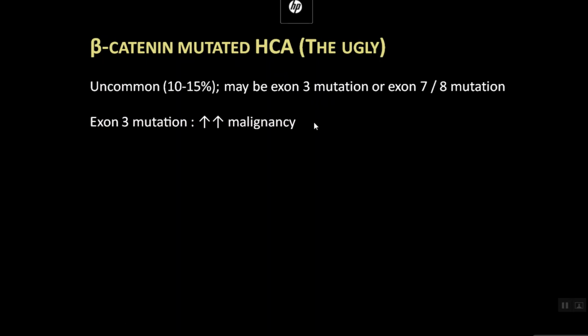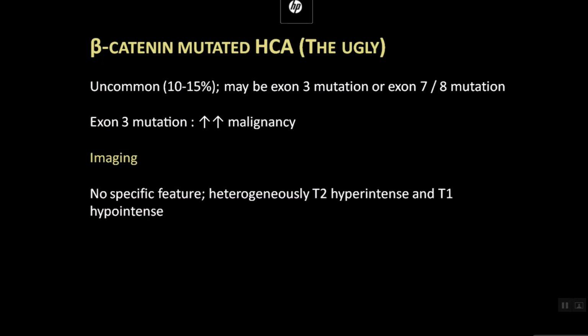The problem is there's an increased risk of malignancy with one of these beta catenin mutated adenomas. So this is the ugly type, because malignancy is the worst thing you worry about, right? And the problem is there's nothing on imaging that can tell you that this is a beta catenin mutated adenoma. It can be T2 generally mildly hyperintense, T1 dark.